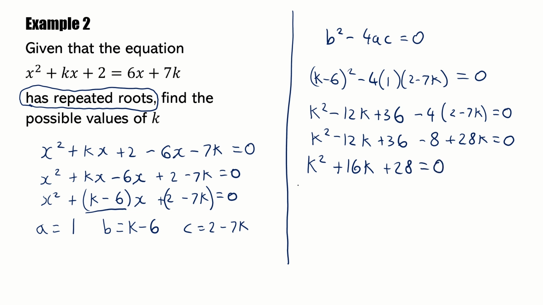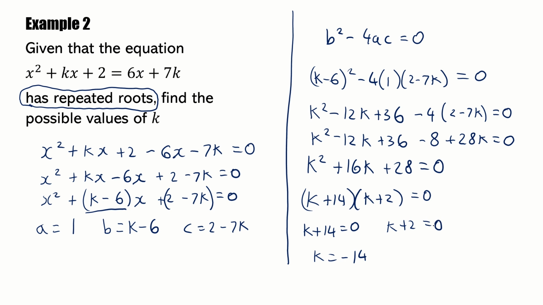Luckily, that's a really nice quadratic. It's going to factorize. That is going to factorize to (k plus 14)(k plus 2), but that's just what it factorizes to. That doesn't tell us what k is instantly. We've got to then effectively solve the mini equations. You probably might not bother writing this stage because you might just jump to realizing k equals minus 14. Alternatively, k is equal to minus 2. So those are the possible values of k that cause our equation to have repeated roots.